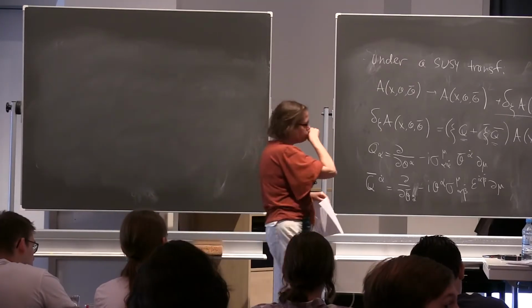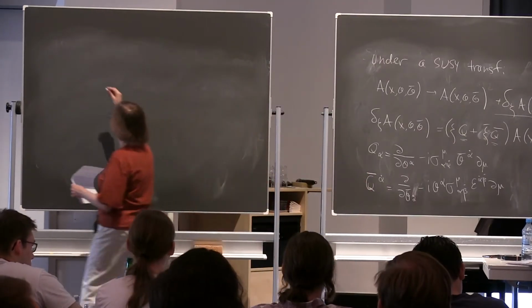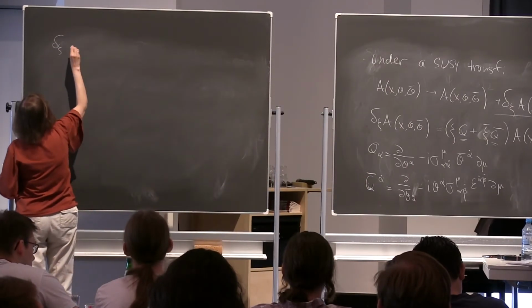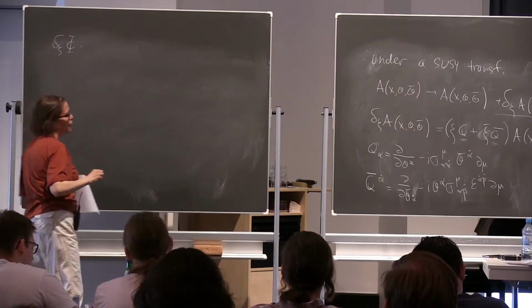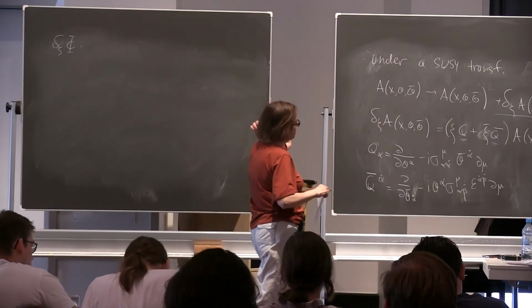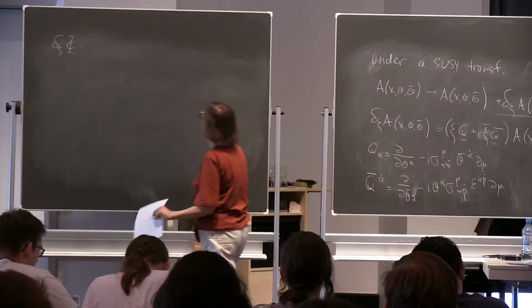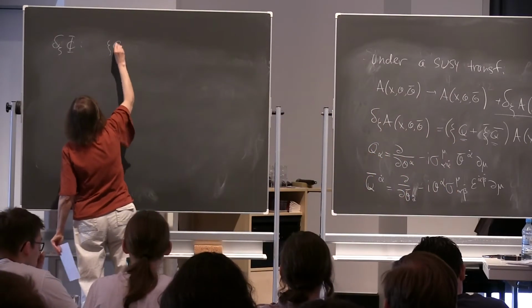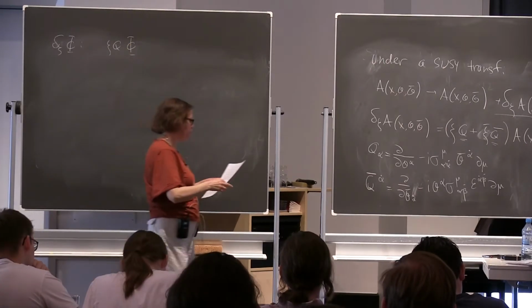Okay, so let's do this. So now we want to take delta xi and act on this phi guy. So let's start with this term here. I want to take, first of all, xi times q and apply it on phi.